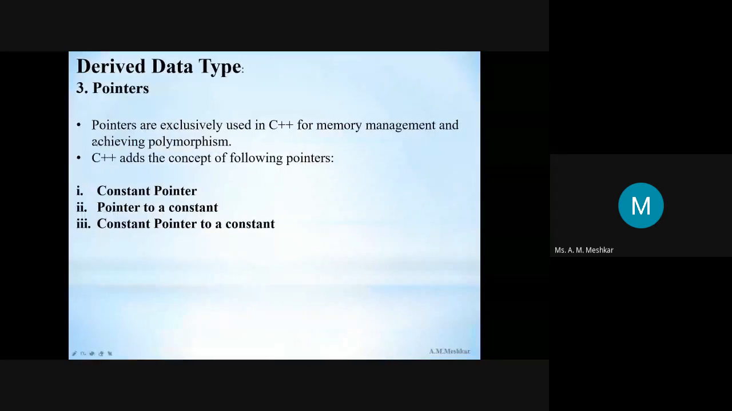In C++, you have to learn the three types of this derived data type. Now, the third derived data type, that is pointers, in C++ is exclusively used for memory management and polymorphism concept. Now, what is the concept? See here, constant pointer, pointer to a constant, and constant pointer to a constant. Let's look at them with the help of example.